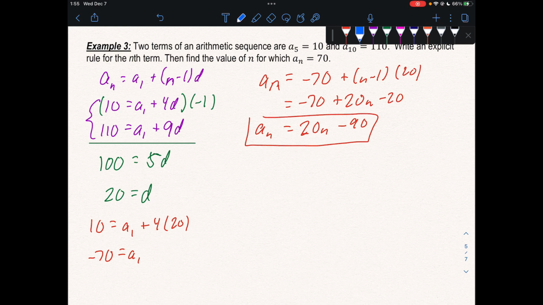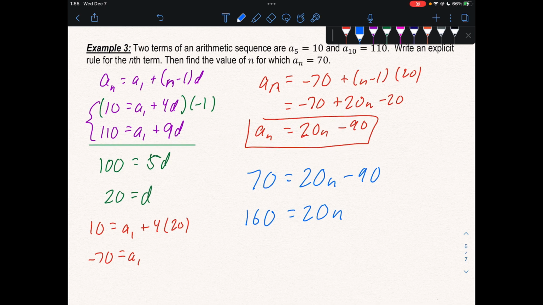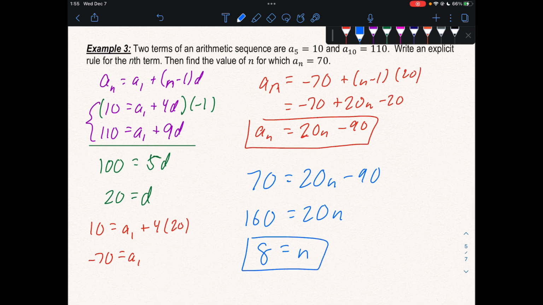Then it says, find the value of n for which a sub n equals 70. So 70 equals 20n minus 90. Add 90 over. And divide by 20. We get n is 8. So the 8th term of this sequence would be 70.